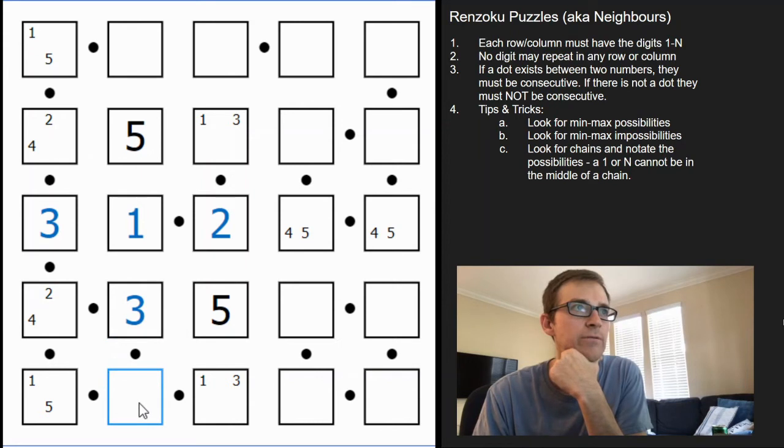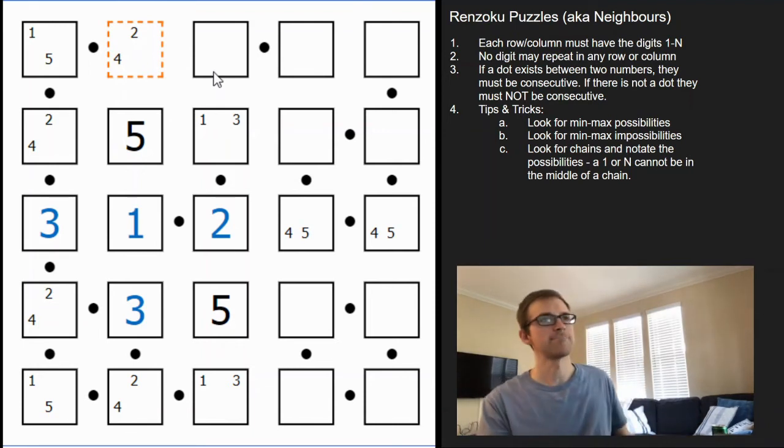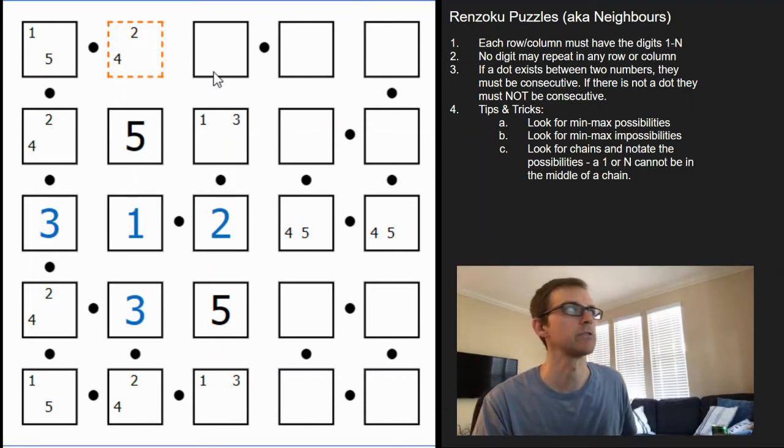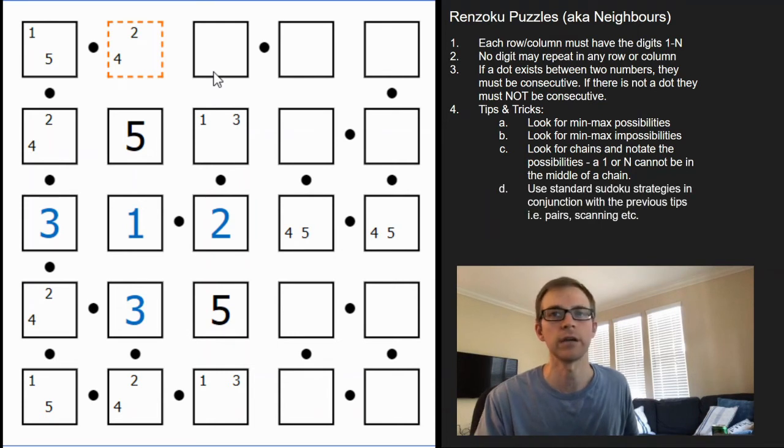And then this is going to be a 4 or 2. So let's pencil that in: 2 or 4, because it has to be consecutive with the 3. Okay, and then that makes this a 2 or 4. Oh, here we go. So this column here brings me to my next clue, and the last one is you can use standard Sudoku strategies. Here I'm looking at a pair, a 1-3 pair, right? So I already have the 2, I have the 5. These are going to be 1 or 3. I just don't know the order.